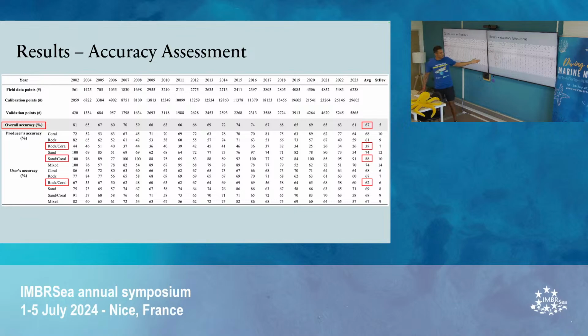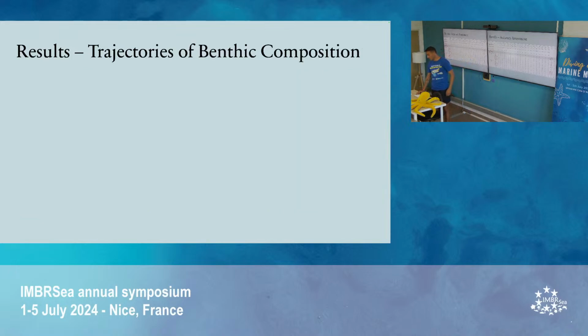Now, the user's accuracy just tells you how good the maps are for the end user. So for example, if I look at a map and put my finger on a pixel that represents coral, how likely is it that that portion of the reef is actually coral in the field? This is probably what most people care about, because you want to know how good these maps are for the end user. So for this one, the lowest was again for the rock coral class, and the highest was for sand, which makes sense because it's the most different spectrally from the rest of the classes.